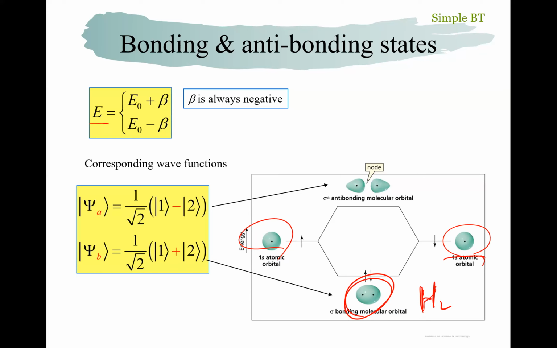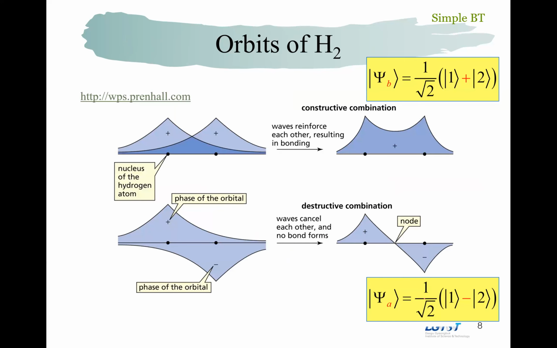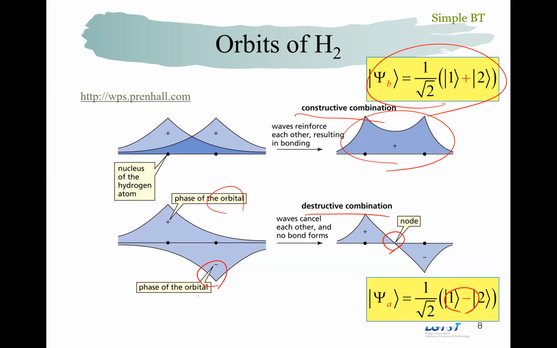So they generally form H2. I believe you already learned this in chemistry, but let's extend this idea to a more general case. Okay, so let's go back to this form of the wave function. This plus sign means the two wave functions overlap and make bonding, a constructive combination. But when you have a minus sign, they make a node at the center, a destructive combination in the wave function.